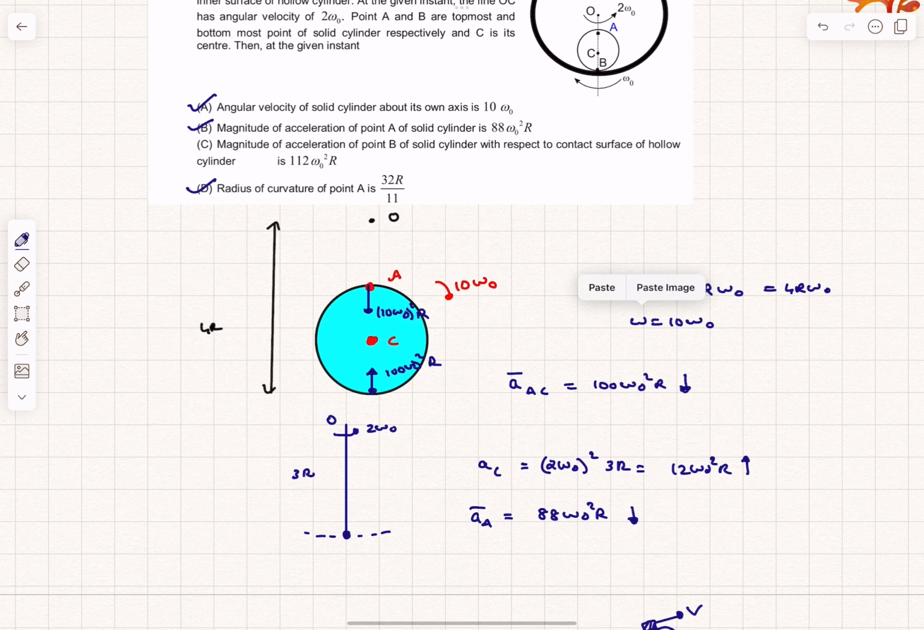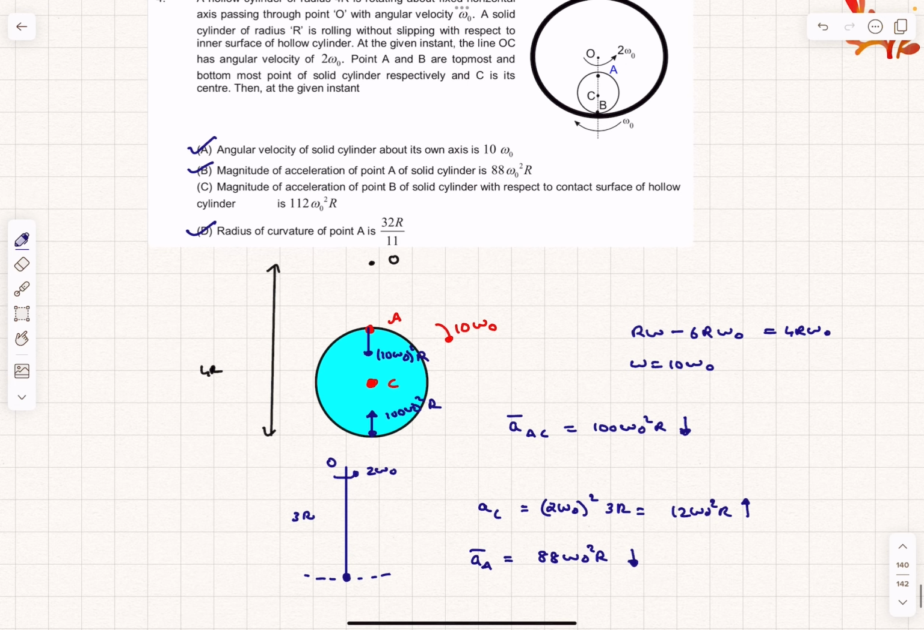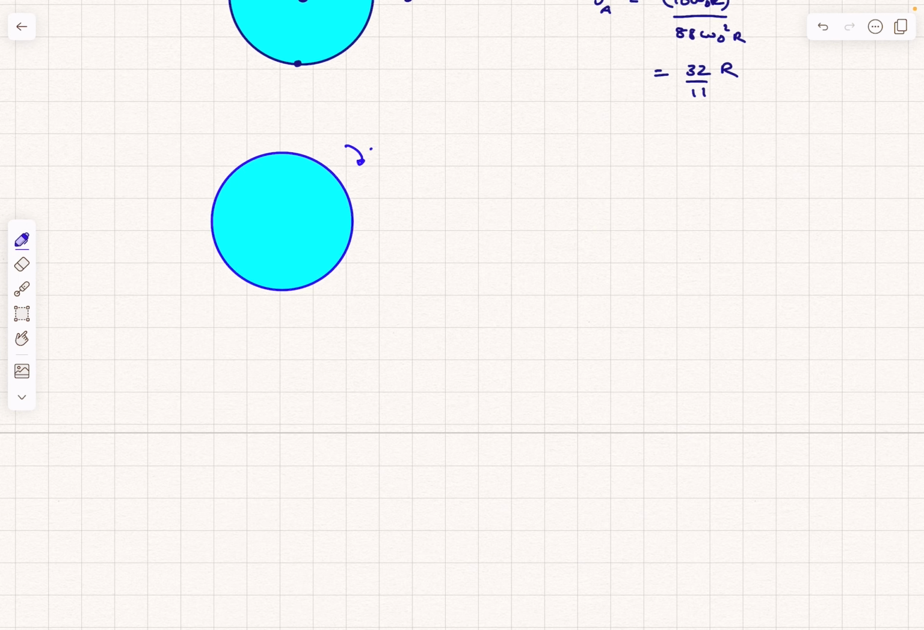Now option C is actually pretty tricky, guys. The reason lies in the question itself. They're asking the magnitude of acceleration of point B with respect to the contact surface of the hollow cylinder. So we have to bring the hollow cylinder into the picture as well in this question. So let's just say this is our cylinder. It is rotating with 10 omega naught again. So now relative to the center, as I said earlier, the point B, which is on the cylinder, will have an acceleration of 10 omega naught squared r, which is actually just 100 omega naught square.